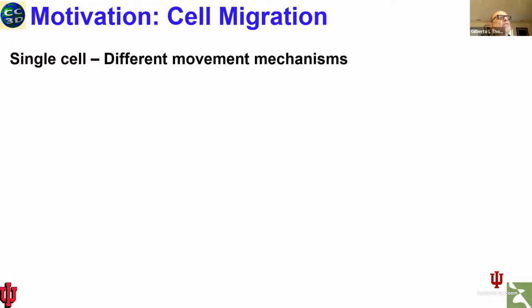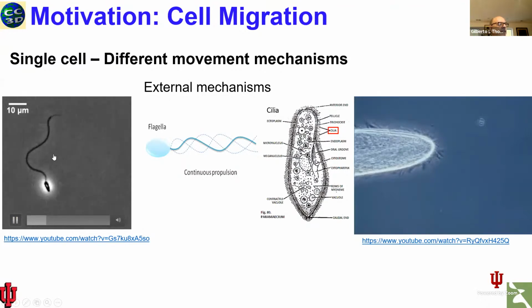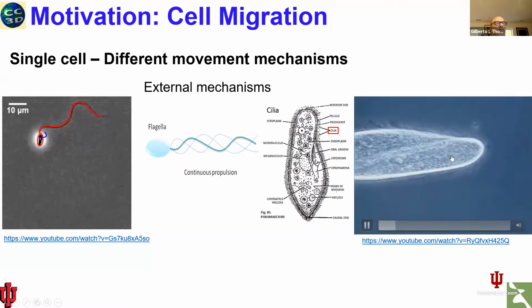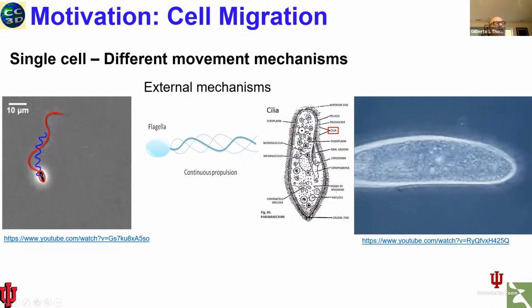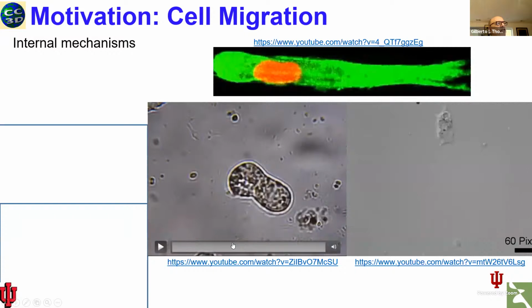The cells move with different mechanisms. These mechanisms can be external ones. For example, here you have flagella movement, where the cell has a tail, and this tail ruffles and the cell moves. In the other example, you have a paramecium, which moves through cilia around the body. But we also have internal mechanisms.